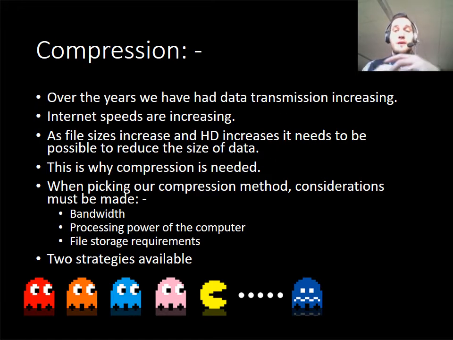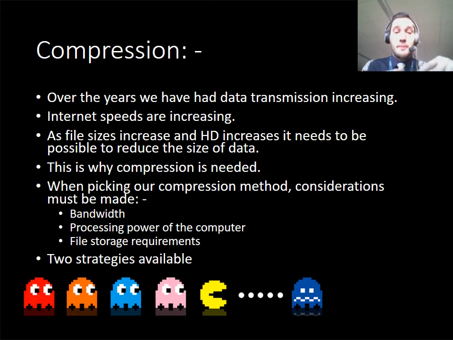Over the years, we've had to transmit files over the internet, and if you think about it, file sizes can get bigger and bigger as we increase the quality. We've got HD video now, which we didn't have originally. Although internet speeds are increasing, we still need to think about how we're going to compress the file so that uploading or transmitting files is even quicker. So this is why compression is needed.